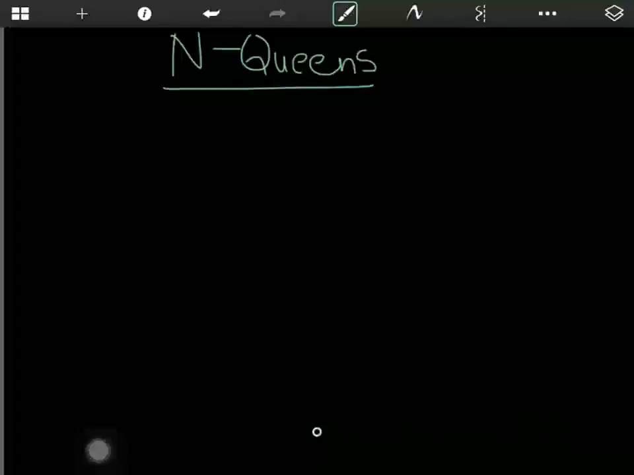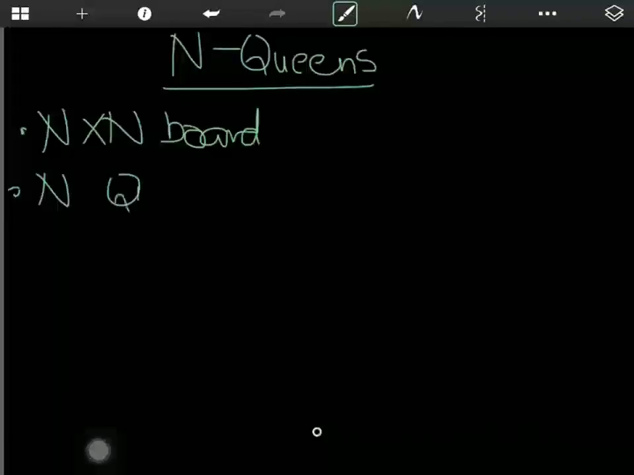So today, we will be solving the famous N queens problem. Okay, so this was a famous puzzle. Let's say the problem statement here. You have an N cross N chessboard, and you have to place N queens on it in such a way that all the N queens are in a non-attacking position.